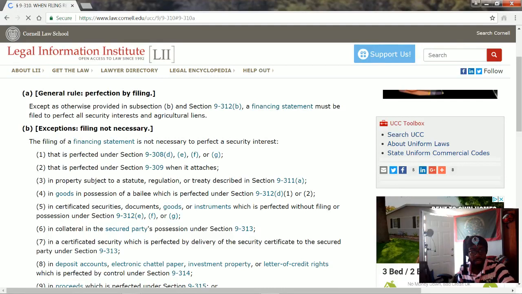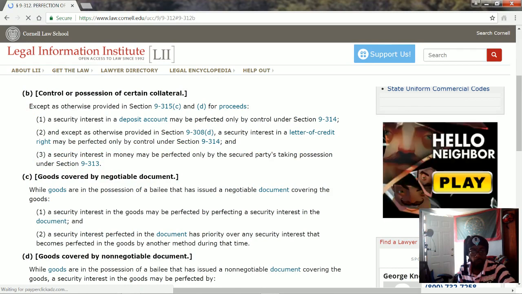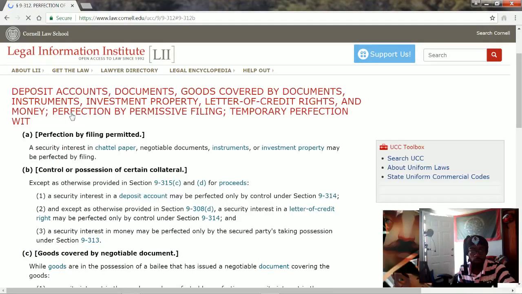Except as otherwise provided in subsection (b) and section 9-312(b), a financing statement must be filed to perfect all security interests and agricultural liens. But for one, we're not dealing with that because we're dealing with statutes. And according to what we read in 9-311, if it's dealing with statutes, then it's subject to other law, right? But let's read 9-312(b) because it says except as otherwise provided. So let's see what the otherwise is in 9-312(b). Right here, okay? 9-312(b).